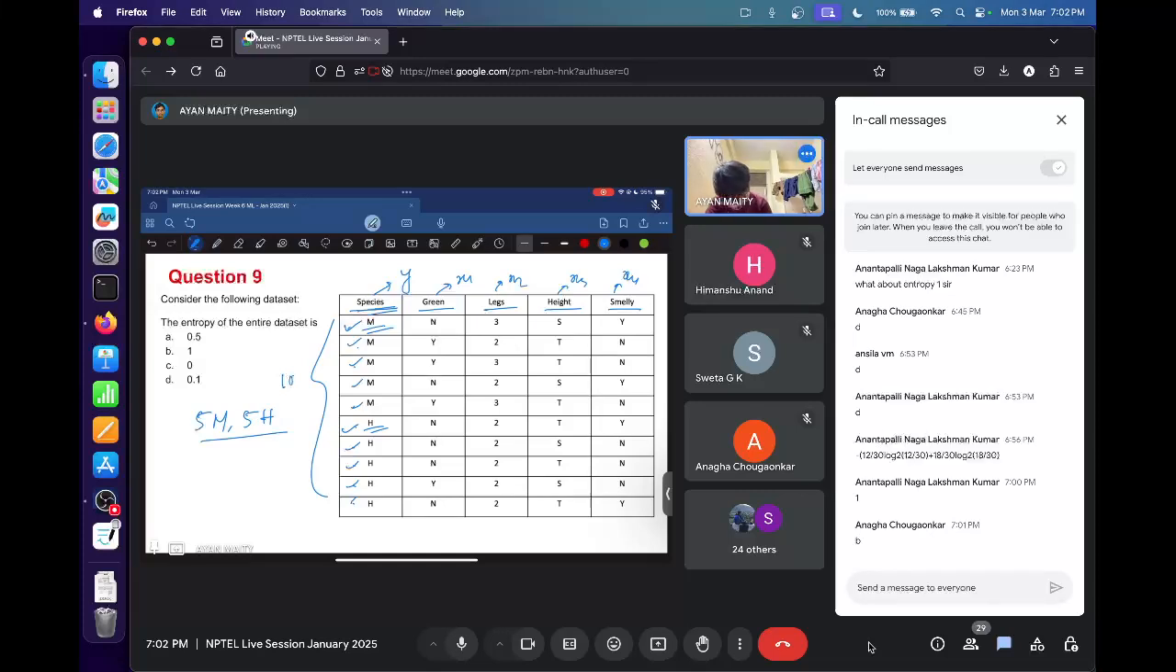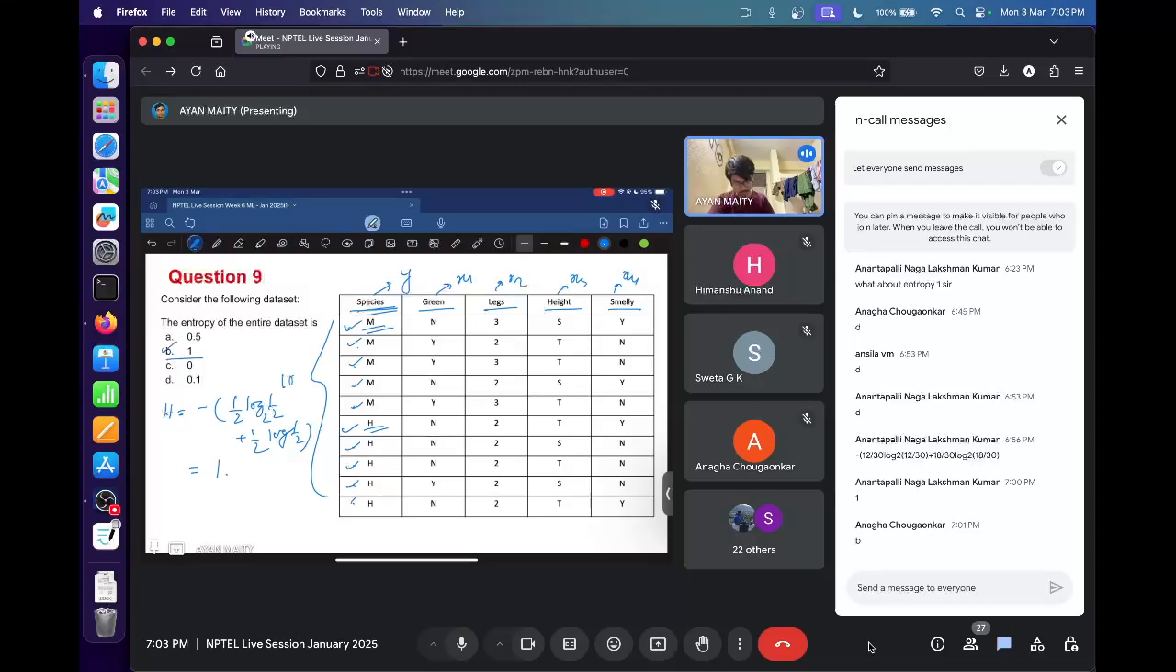So p1 is 5 by 10, p2 is also 5 by 10. P1 is basically the fraction of elements in class 1. Let's call m as 1, h as 2. So p2 is also 5 by 10. So basically both the probability values are half. Now if you put these values into the entropy equation, minus of half log base 2 half plus half log half, it would become 1. So the correct answer would be option B, 1.